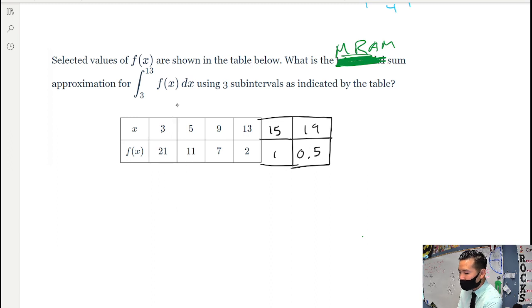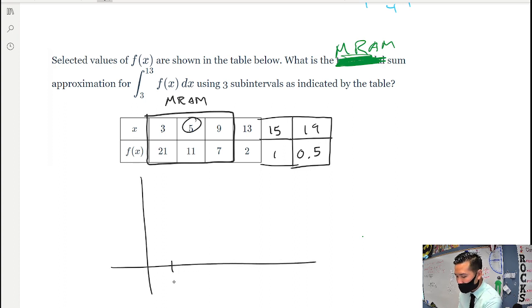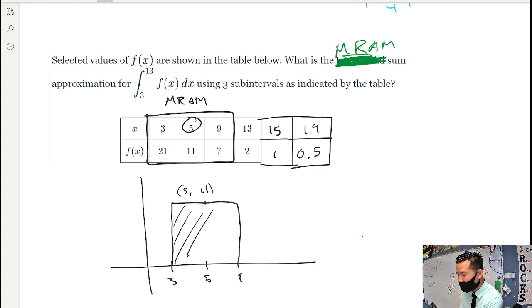So if you're doing MRAM, guess what you should do instead? Use this as your MRAM. Oh, and 5. And guess what's in the middle? So we're going to use that as your height. So your first rectangle is going to go from 3 to 9 and has a height of 11. You see it? I don't care what the 3 is. I don't care what the 9 is. I just care about the height at the middle of it. And that 5, 11, will give me this area. You do it again for the next rectangle, which would be from here to here. Or actually, I guess you could do from 9 to 15.